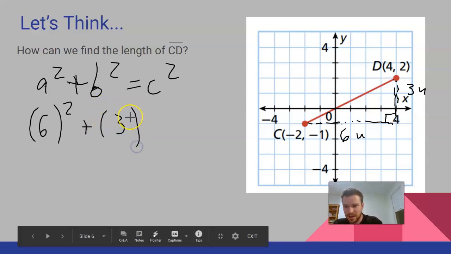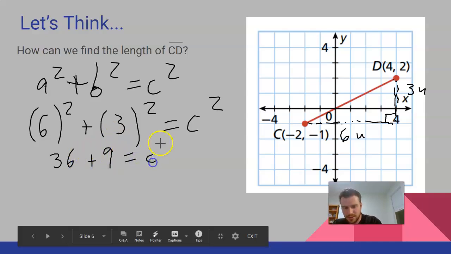Now I could have said a is 3 and b is 6. But it doesn't matter when you're dealing with the legs. They can be a or b. Equals c squared, the hypotenuse. So 6 squared is 36, plus 3 squared is 9, equals c squared. We get 45 equals c squared.